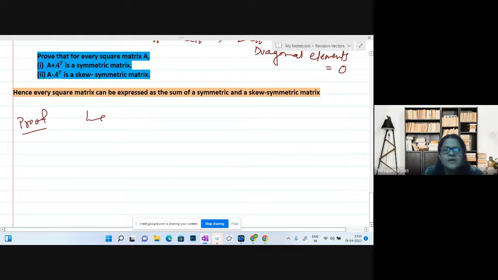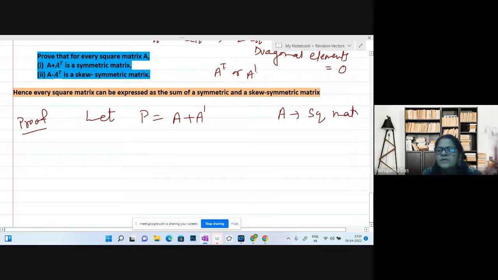Okay, we are given, let P equal A plus A transpose. I'm writing it like this. You can write, as I said, this notation or this notation for transpose. We are given A is a square matrix. In fact, it is any square matrix, 2 by 2 or 3 by 3. We are studying up to 3 by 3. So P equals this, which means we have to prove P is a symmetric matrix. Symmetric means the matrix has to be equal to its transpose.